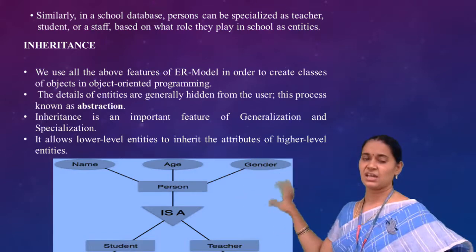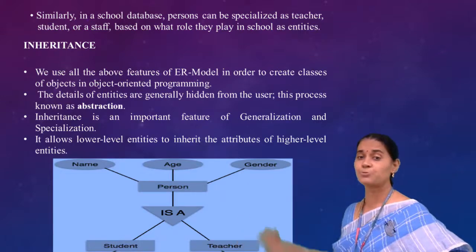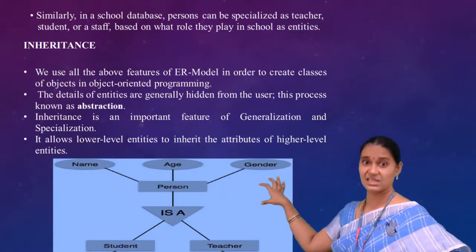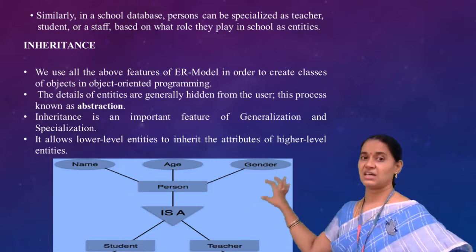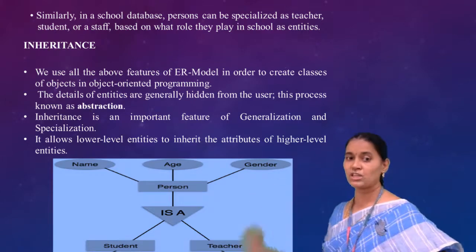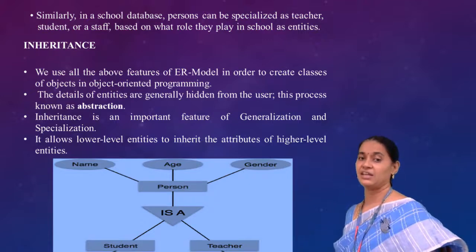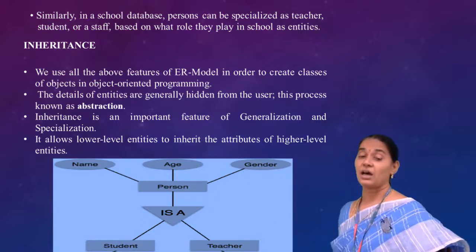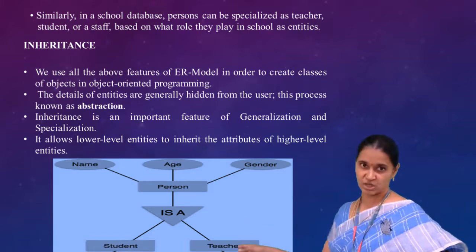A student is an object, a teacher is an object. All these objects put together, I am going to generate a person, which is a class. The details of these entities are generally hidden, which is a process of data abstraction. So, the student roll number is being hidden. The teacher employee ID is being hidden. This way of hiding the specialized features of a student and the teacher is called abstraction.